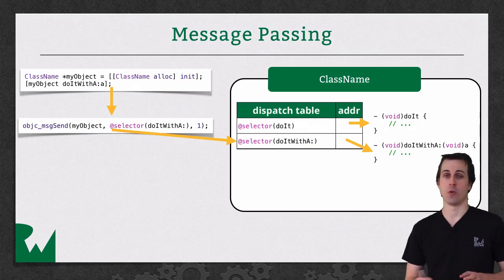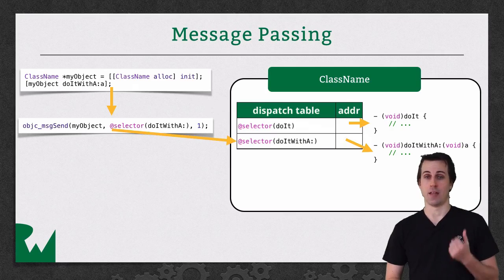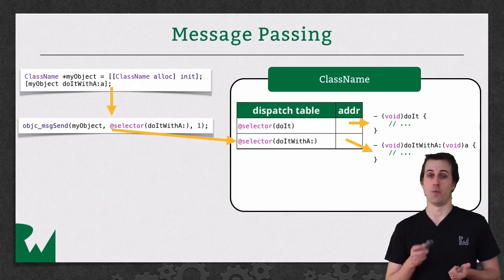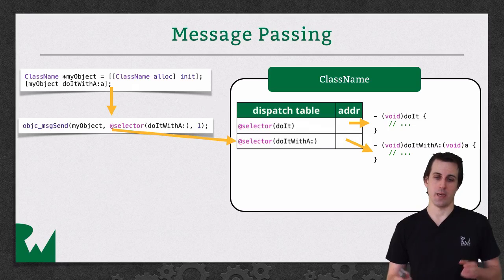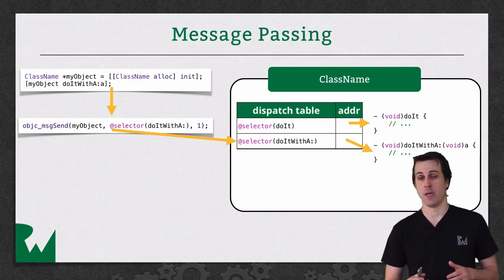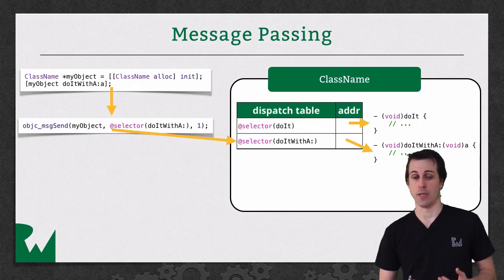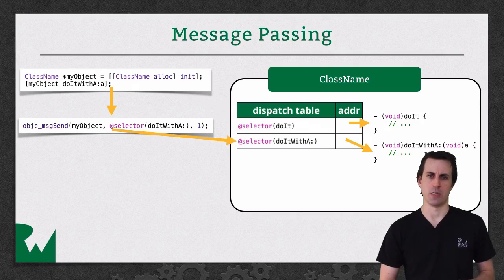The first two parameters of this method are always going to be the object you're calling a method on, followed by the method you're trying to call, followed by all of the arguments. Now, actually, there's a couple variants of objc_msgSend here. There are different versions based on the return type of the method that you're calling, but for now, just think of it as objc_msgSend for the simple case.